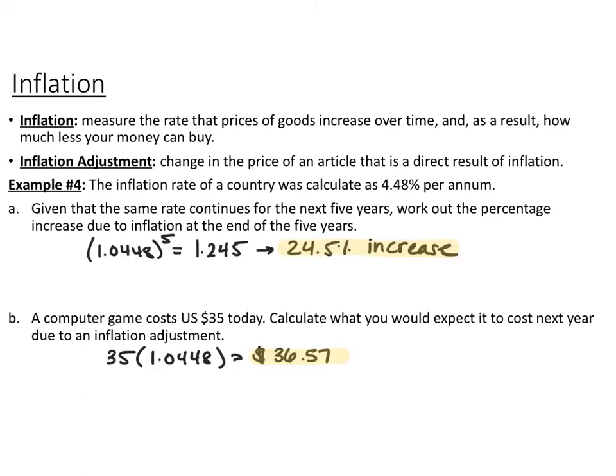So if this is repeating the same percentage increase every year for 5 years, that's repeated multiplication. So I took our rate of increase, 1.0448, and I raised it to the 5th power because it's going to increase by that amount every year for 5 consecutive years. And so you end up with 1.245, or an increase of 24.5%.